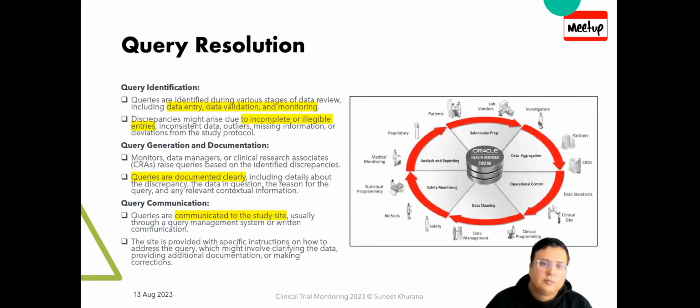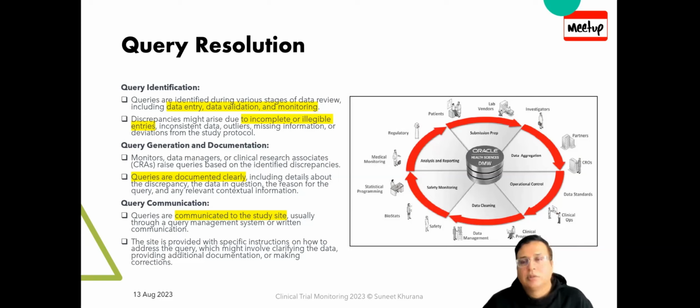So they identified various stages of data review, including data entry, validation, and monitoring. Queries can arise because of incomplete or illegible entries, inconsistent data, outliers, missing information, or deviations from the study protocol. Query generation and documentation: monitors, data managers, or research associates raise queries based on identified discrepancies. As I mentioned earlier, they will create them. This is the process, like so on the right.